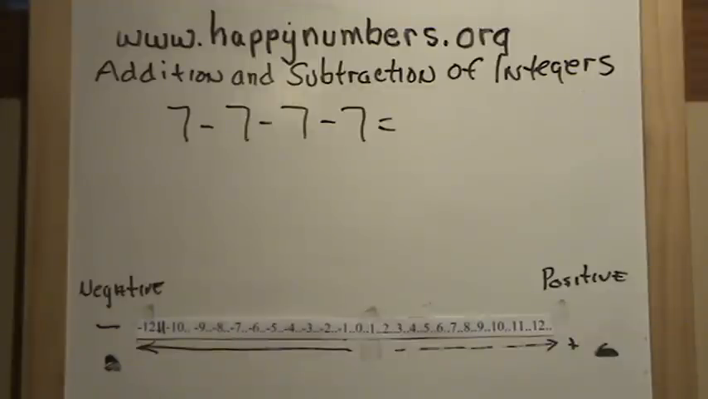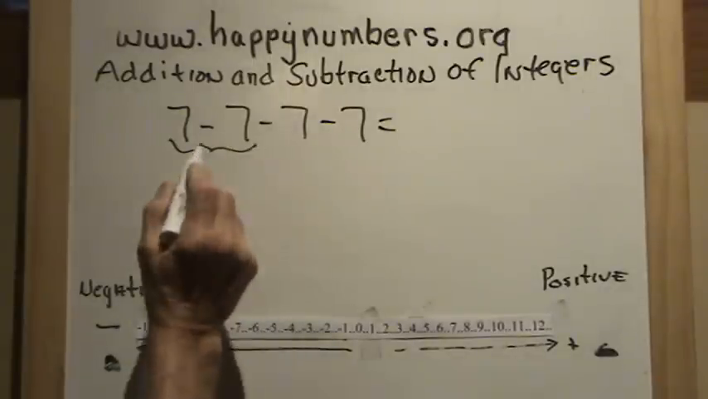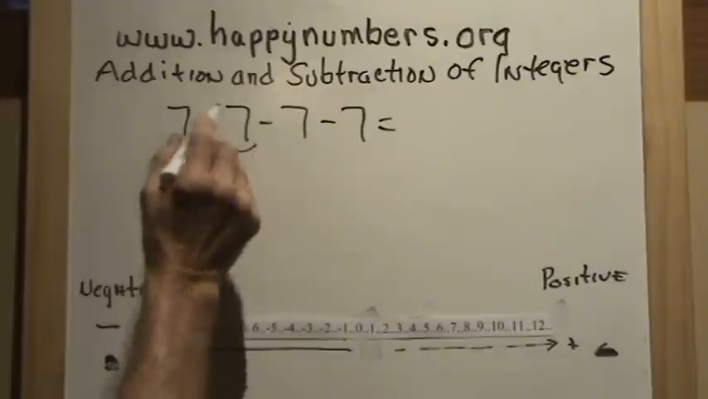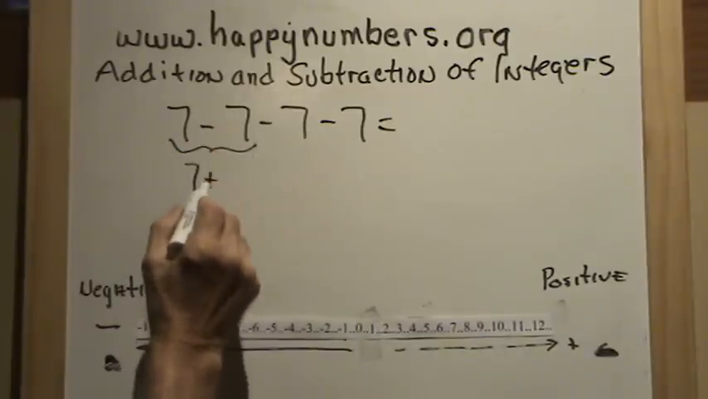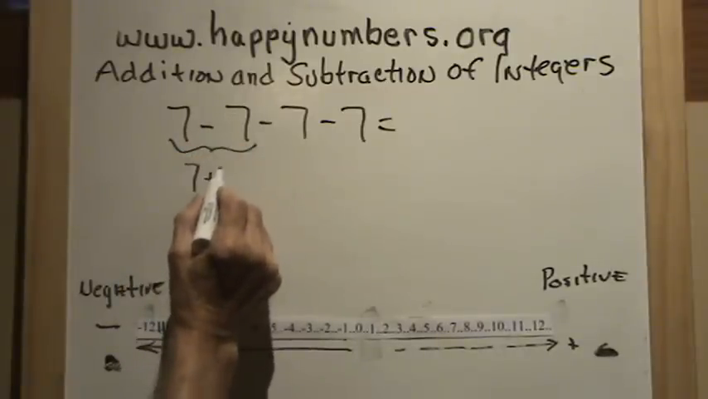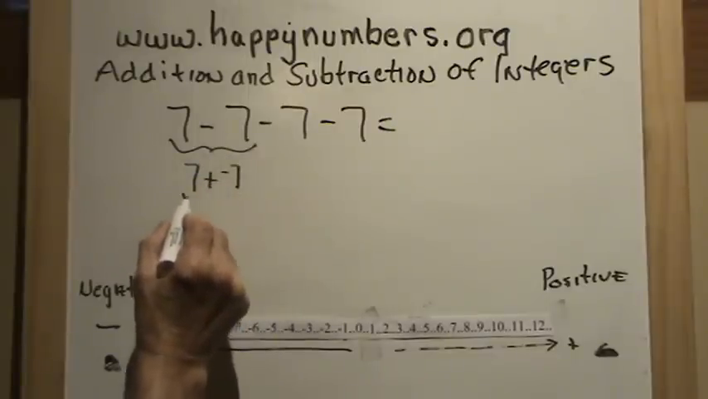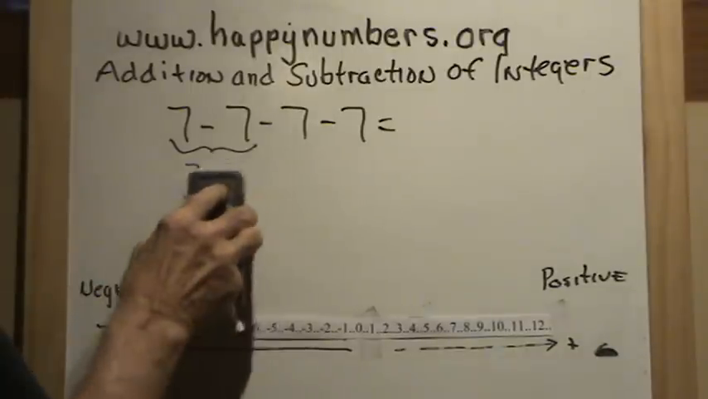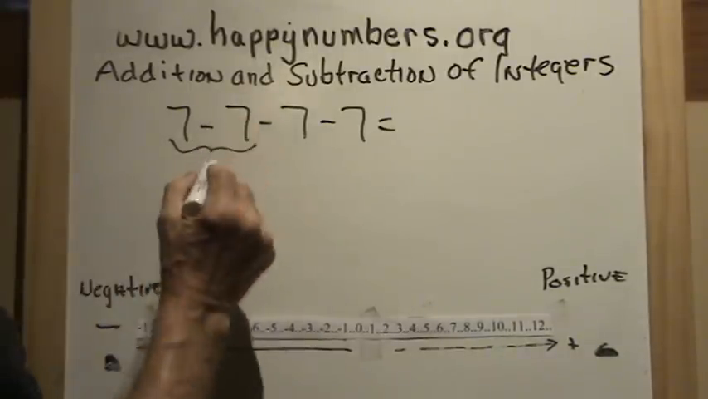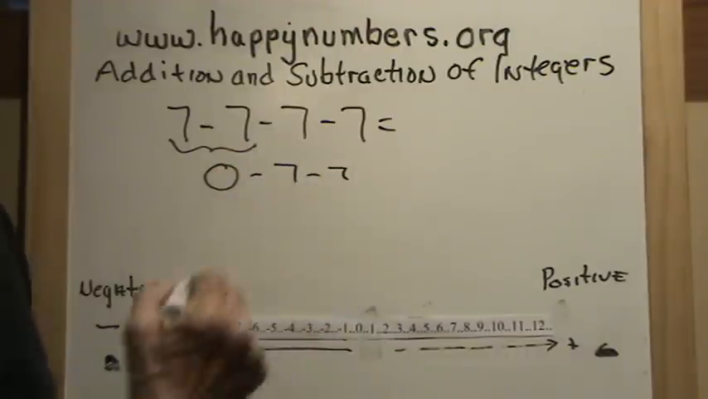All right, let's take a look. We'll deal with this part of the problem first, and it's subtraction, so I have to add the opposite of the second number, so 7. Change this to plus. The opposite of positive 7 is negative 7. And 7 plus negative 7, we know, gives us 0. So this part of the problem is 0, and so I have 0 minus 7 minus 7.